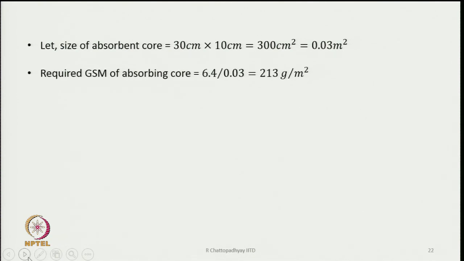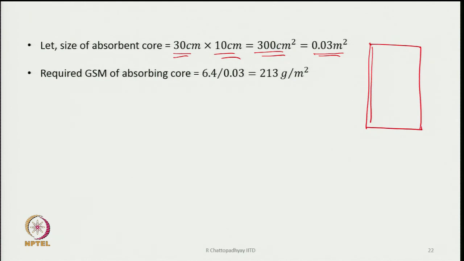Now, let the size of the absorbent core be 30 by 10, because we have seen the typical size, especially length and breadth, of a diaper. So, it is 30 into 10, 300 centimeter square, which is 0.03 meter square, assuming that it is just a rectangular piece. To make the calculation simple, we are not taking the bow shape into account. Let us assume this is a simple rectangular piece of non-absorbent fabric, which is going to absorb the liquid. So, the required GSM of the fabric is going to be 6.4 by 0.03, that is 213 gram per meter square. That should be the GSM of this non-woven material that we are going to use.